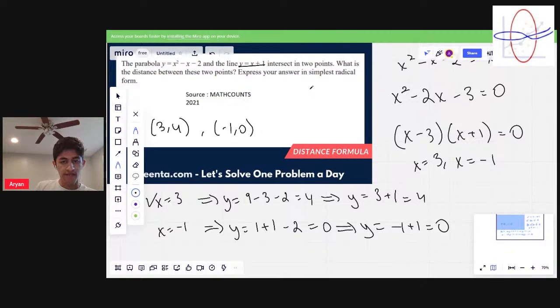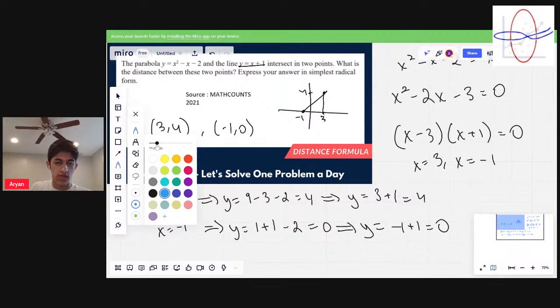If we graph these 2 points to get an idea of what it looks like, you basically have 3 comma 4 somewhere up here, where this is 3 and this is 4, and then you have negative 1, 0. And we want to find this distance right here. I could use the distance formula, but something that might be a little quicker is just looking at it visually.